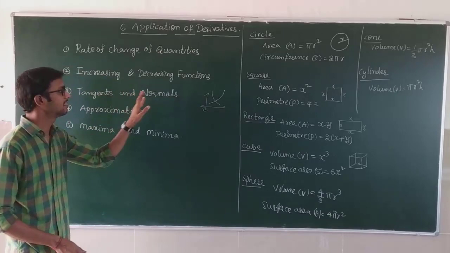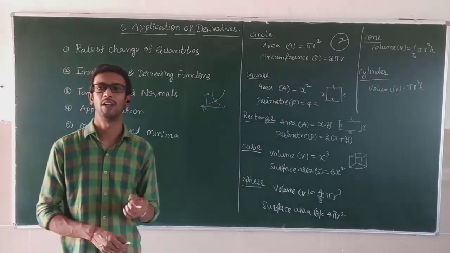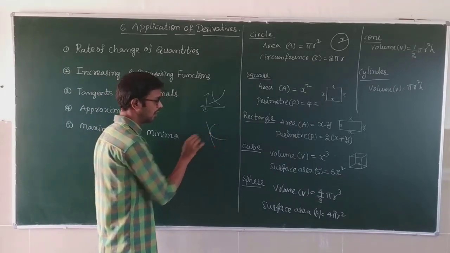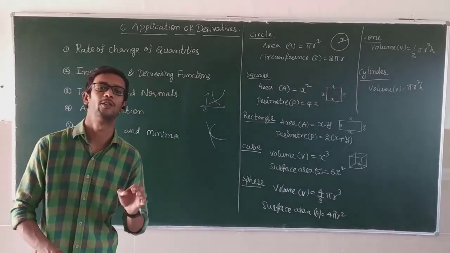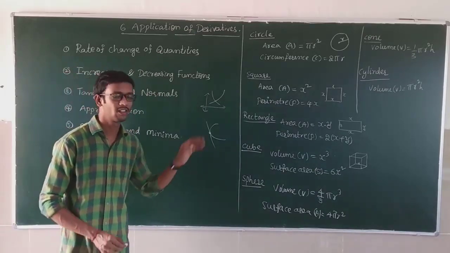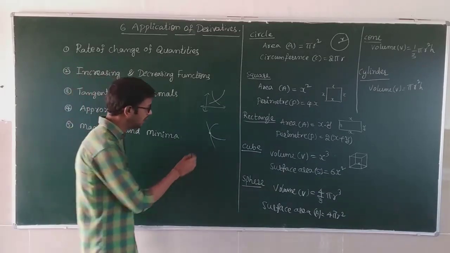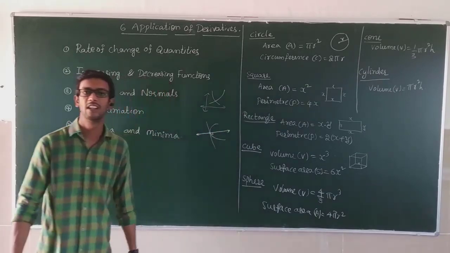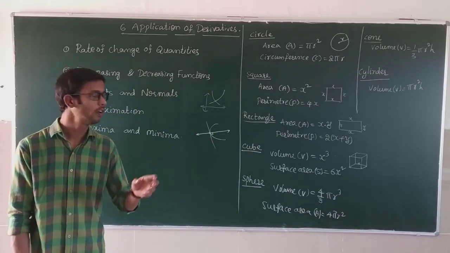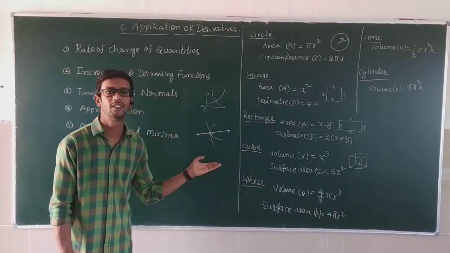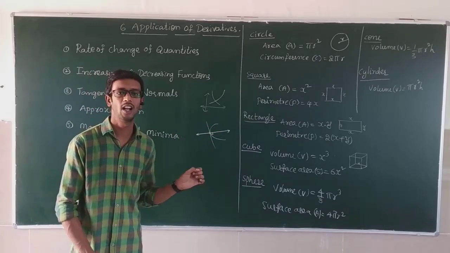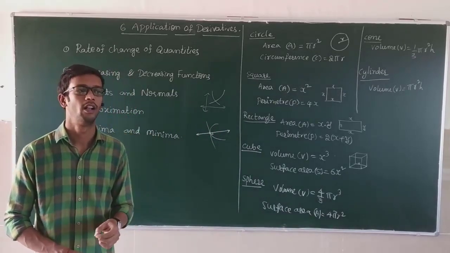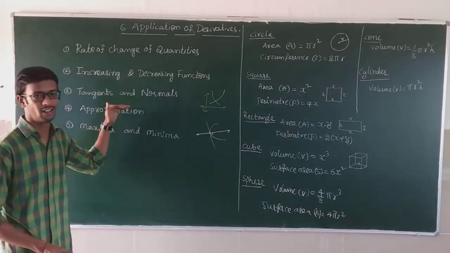Next, tangents and normals. What is the tangent? One curve is there, and one line touches the curve at one single point. That is called a tangent. The line passing through that point and perpendicular to the tangent is called a normal. So we'll find the tangent equations and normal equations by using the derivative concept. The slope of the tangent and slope of the normal, we'll find in exercise 3.